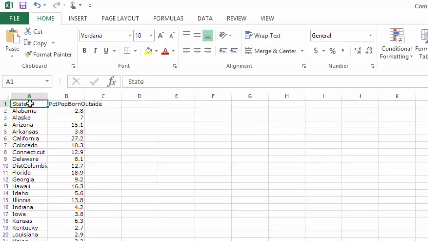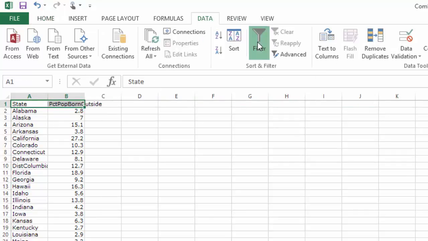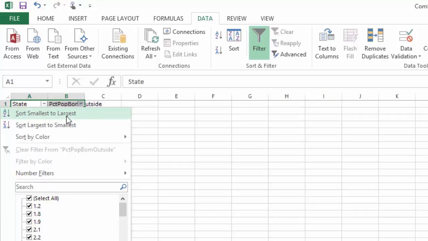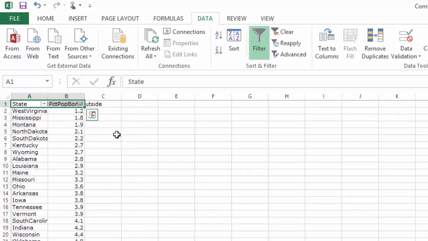What I'm going to do is select these top 2 spots. You could select the entire row if you wanted to. I'm just going to select these top 2, click Data, and put a filter on those 2. Basically it gives me this little drop-down box. That allows me to sort from smallest to largest, and I'm looking at the numbers here, and it really helps me find some of those things that I want to find right away.